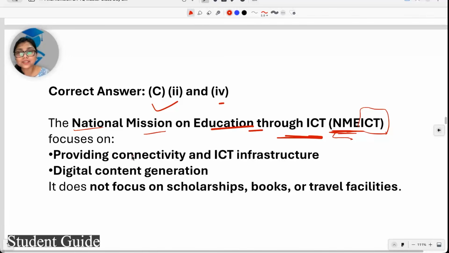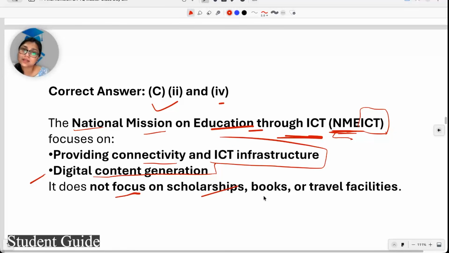So it focuses on providing connectivity and ICT infrastructure. And next, digital content generation is also a prime field of this particular mission. Okay, so it does not focus on scholarships, does not focus on distribution of books and travel facilities. It basically focuses on these two. You need to remember it provides connectivity and ICT infrastructure, and also it provides digital content generation.